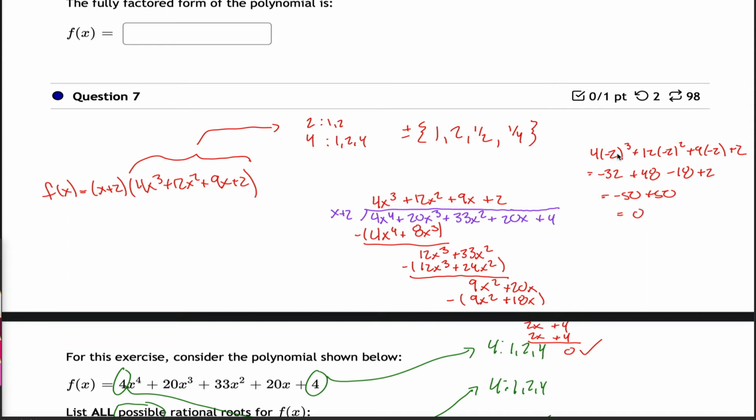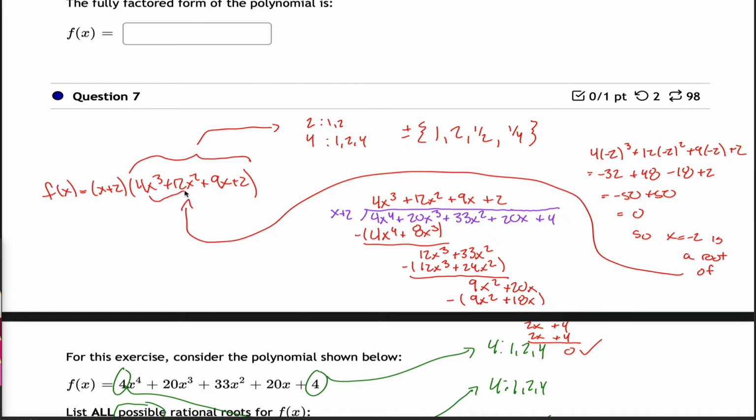Wait, what did I just do? I put -2 into this 3rd degree polynomial. 0 came out. So x equals -2 is a root of that polynomial. And x minus 2, nope, x plus 2, x minus -2 is a factor. If x plus 2 is a factor of this 3rd degree polynomial, I can do polynomial long division again.